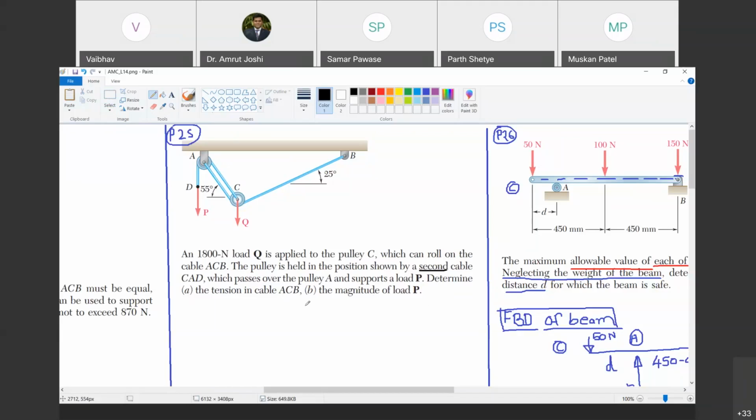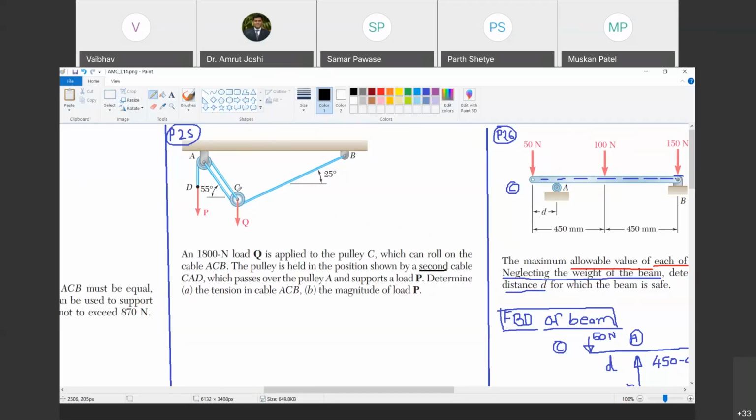Okay, so you have to understand that there are two pulleys, one pulley at A, another pulley at C. This pulley A is a fixed pulley, it cannot move, whereas pulley C is the movable pulley. Do you agree with me? Yes, sir. And there are two strings attached. Which ones? ACB is one string and DAC is another string. Do you agree with me? Yes, sir. And what do we have to find out? We need to find out the tension in cable ACB and the magnitude of load P. Both we have to find out. Do you agree with me?